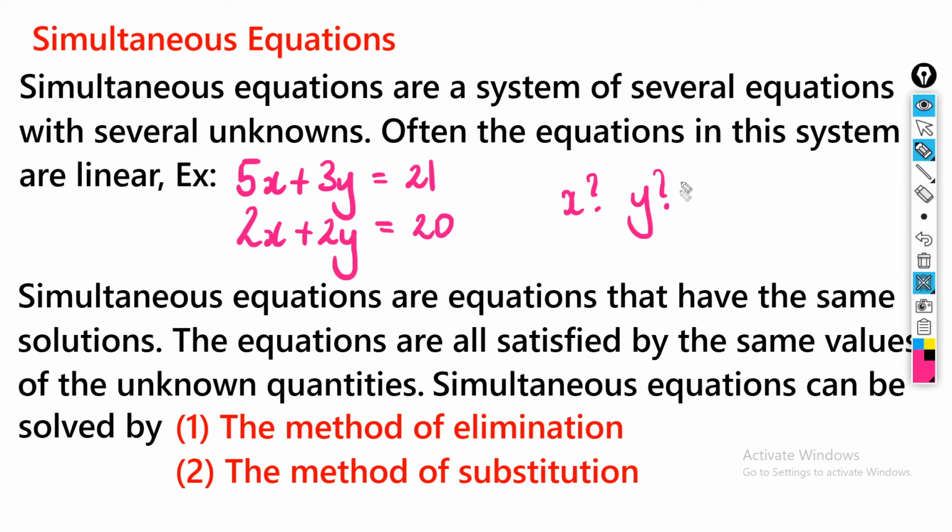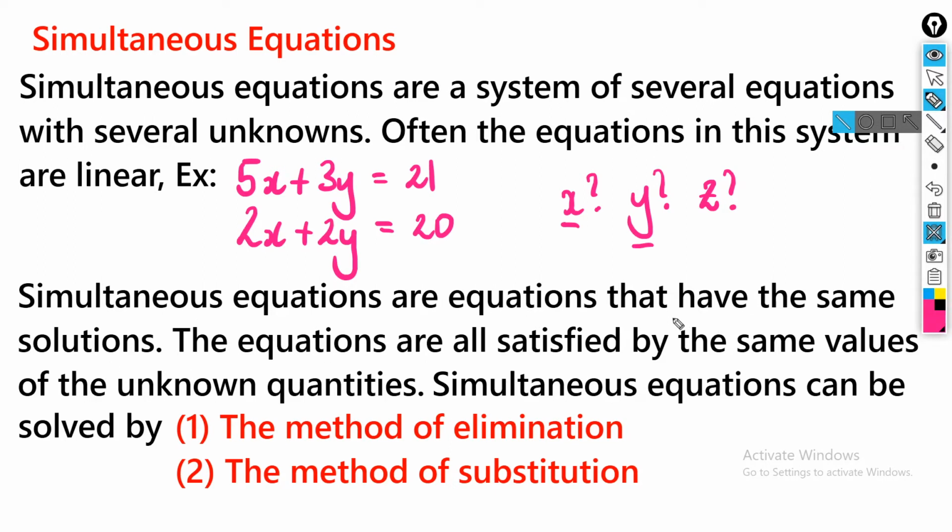There are even simultaneous equations, guys, with three unknowns. Usually they put a z as an unknown, right? But for most of CXC, guys, we're just going to be looking at two unknowns, okay? And it says here, simultaneous equations are equations that have the same solutions.